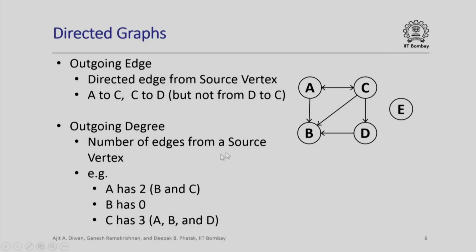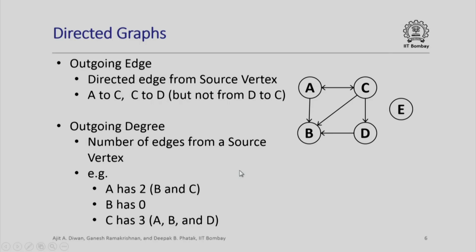The outgoing degree of a vertex is the number of edges which emanate out of a source vertex. For example, A has outgoing degree 2, because it has two edges going out, from A to C and A to B. B has outgoing degree 0 because there is no edge which goes out of B. C, on the other hand, has an outgoing degree of 3 because from C I have an edge to A, an edge to B and an edge to D. E of course has a 0 outgoing degree. So, a simple concept: an outgoing edge is a directed edge from a source vertex and the outgoing degree is the number of edges going out from a source vertex.